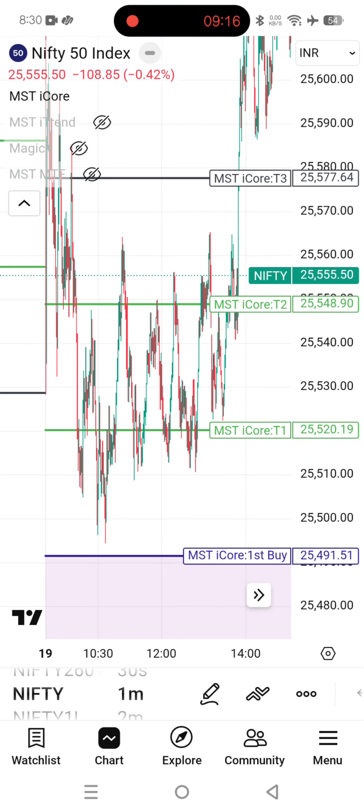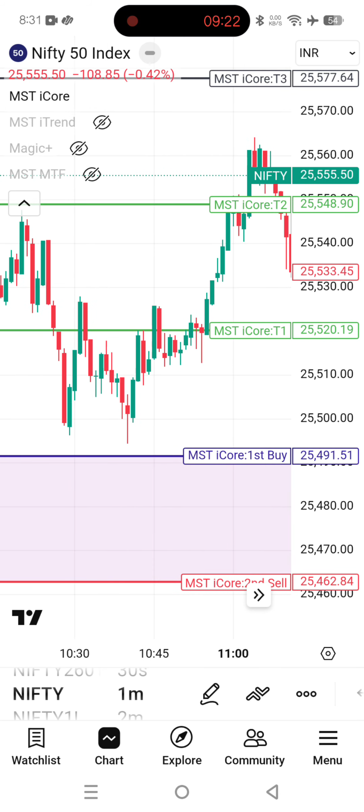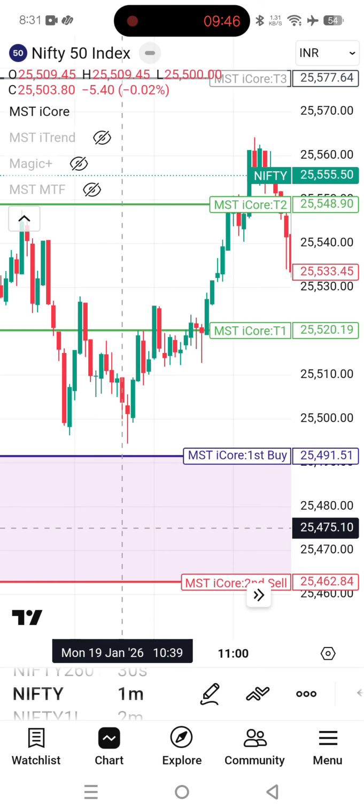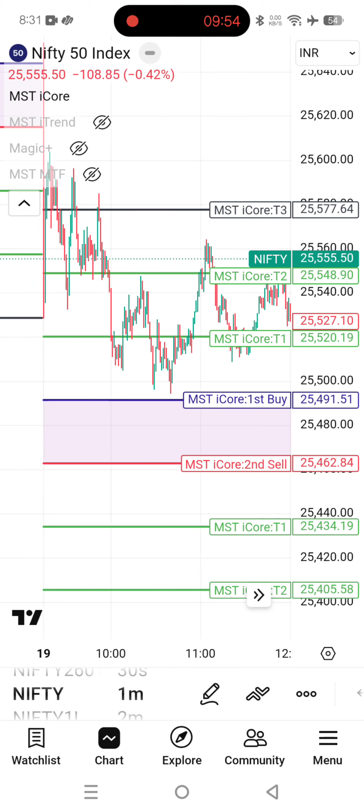Here one thing you can note: yesterday it did not exactly touch our buy entry. The low made was 25,494, and our entry point is 25,491.51, so rounded, 492. We missed by only 2 points. But in such cases, what you can do is, if it is not touching, go for the buy entry on the next candle. So this is in the case of Nifty.